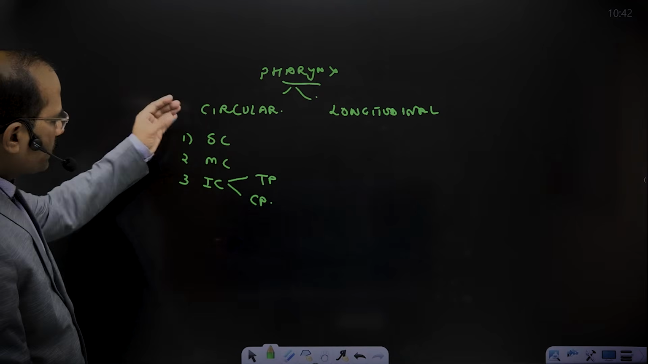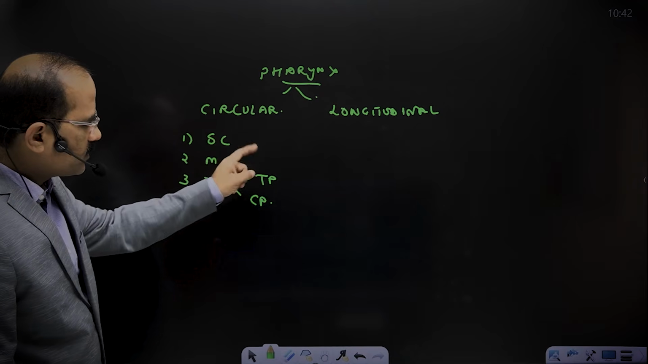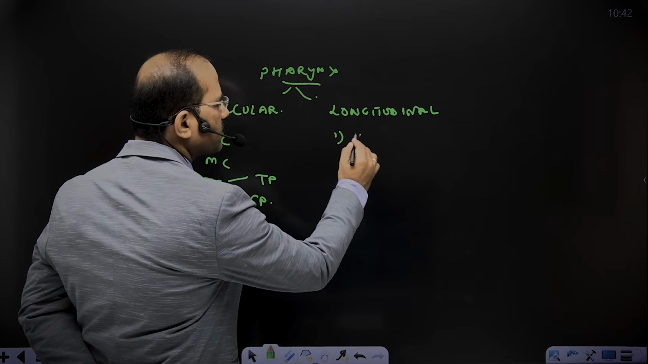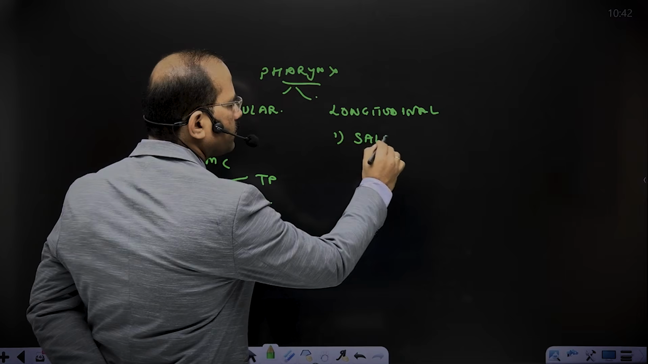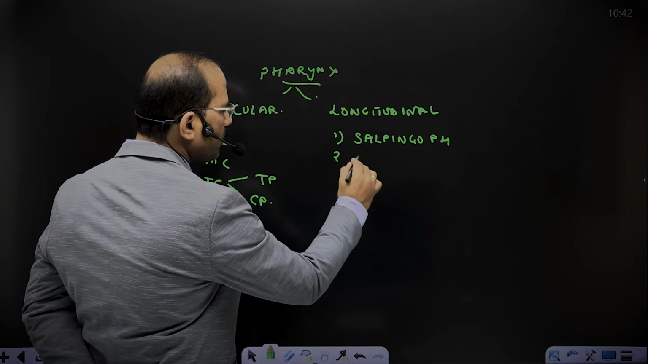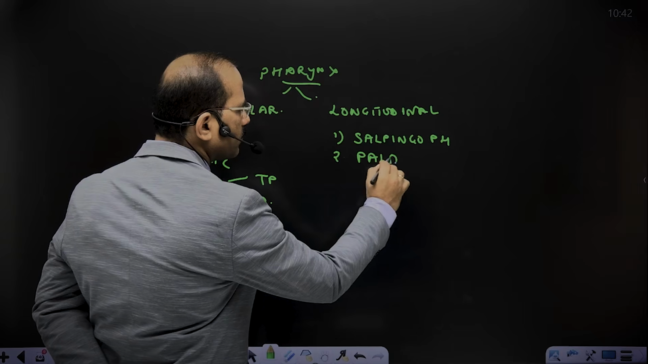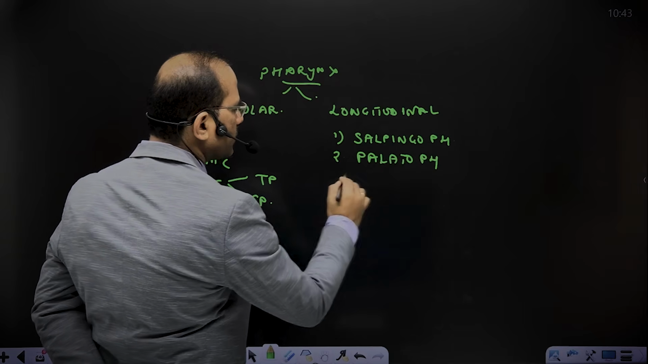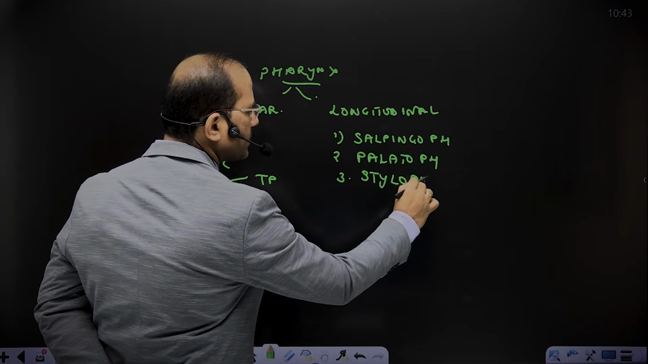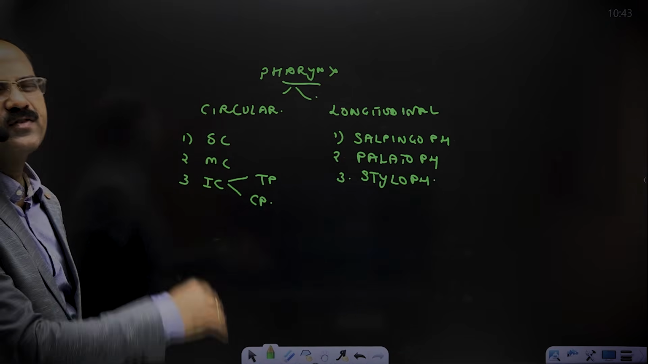Clear? So superior, middle, inferior constrictor, with the thyropharyngeus part and cricopharyngeus part. Longitudinal muscles: salpingopharyngeus, I'll just write in short, palatopharyngeus, and third is stylopharyngeus. What is the nerve supply of all this?